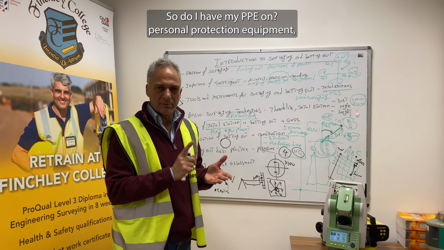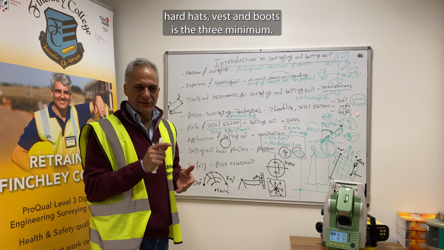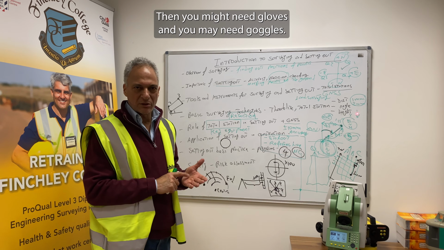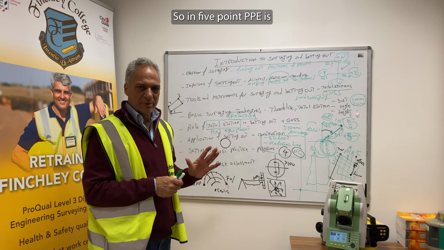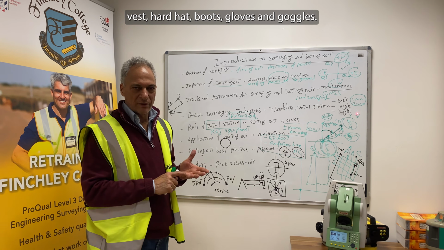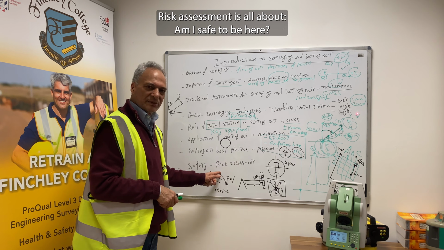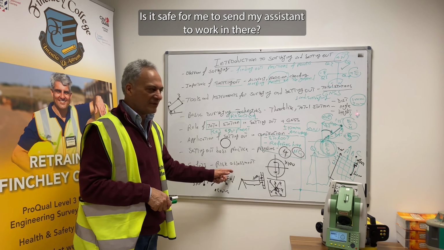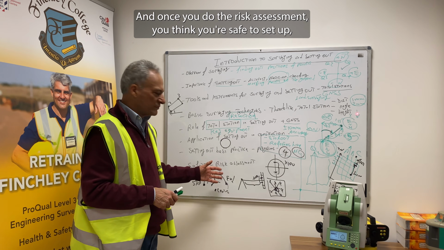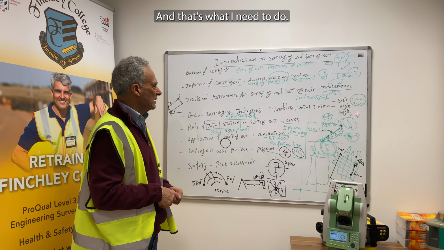Do I have my PPE on? PPE is personal protection equipment. 3-point PPE is hard hat, vest, and boots as a minimum. Then you might need gloves and you may need goggles. So 5-point PPE is vest, hard hat, boots, gloves, and goggles. That's what the majority of building sites require you to have with you. Risk assessment is all about, am I safe to be here? Is it safe for me to send my assistant to work in there? And once you do a risk assessment and you think you're safe to set up, you set up your equipment. Is my equipment safe if I leave it unattended? And that's what we need to do.